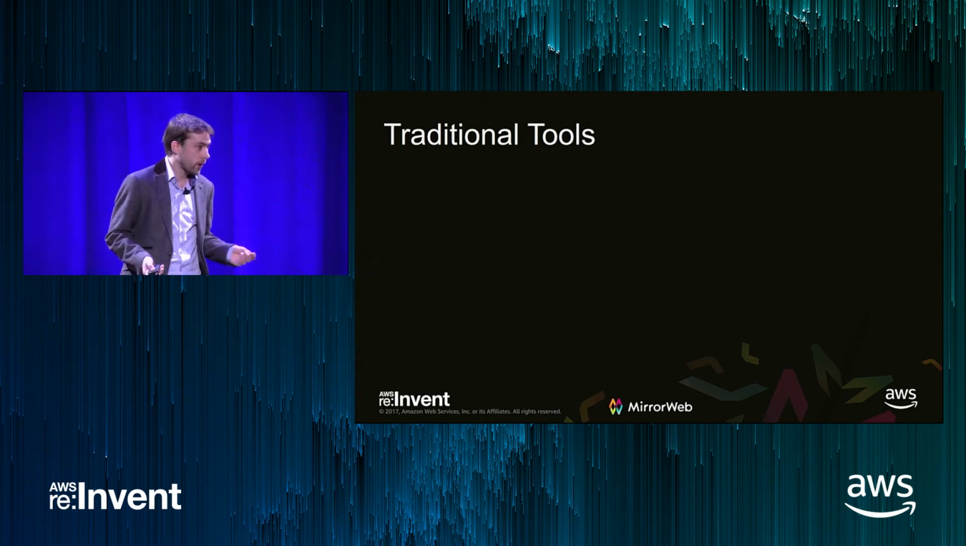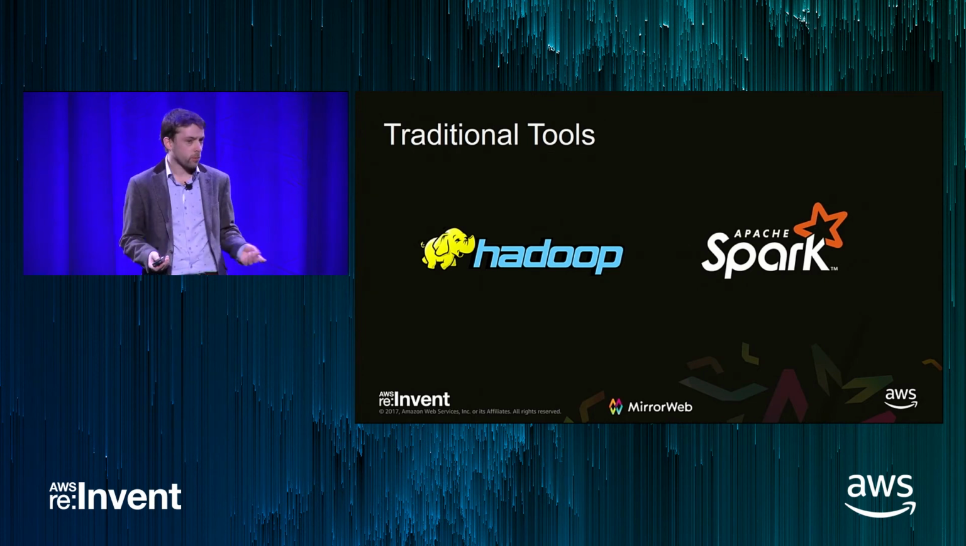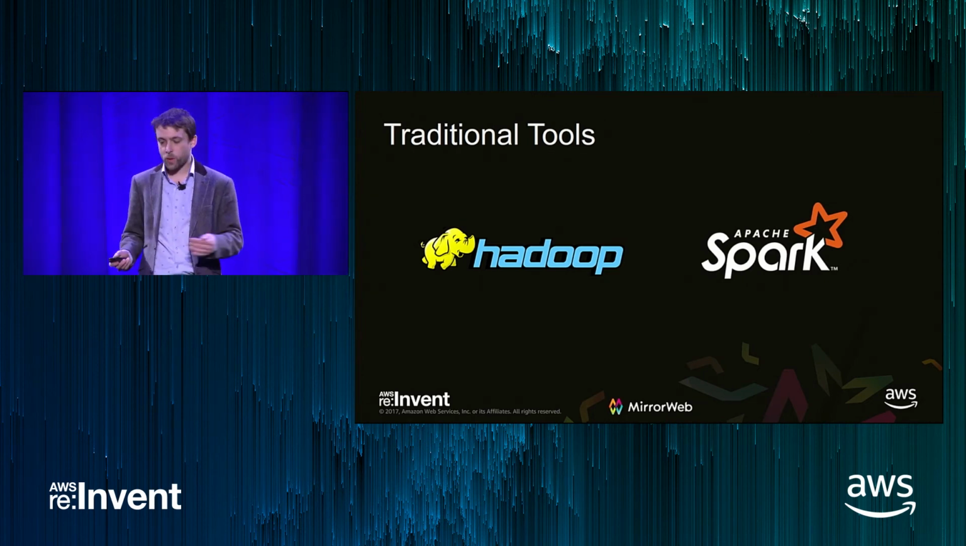So, traditional tools for indexing, we've got Hadoop and Spark. Now there are a number of open source projects on the internet for indexing web archives, but none of them actually pushed into Elasticsearch.